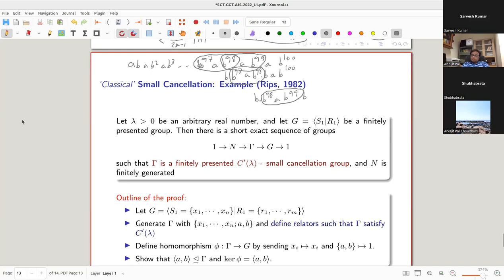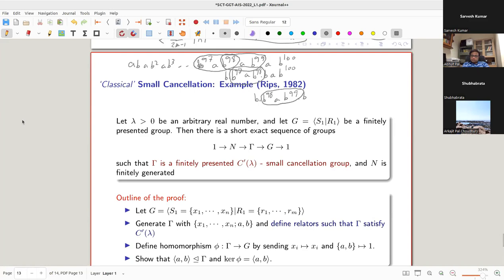Then we have a short exact sequence in the sense that we can construct a group gamma, a small cancellation group, such that G is a quotient of that group gamma, and this is the kernel. So this is a normal subgroup of this group. So now we have this exact sequence.